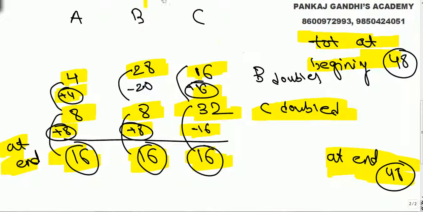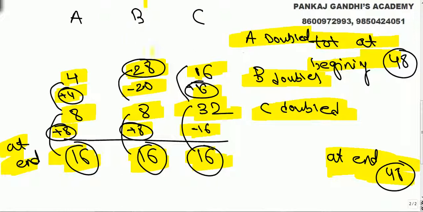This is before B doubled. So before this B doubled, it is 8, so before that it was 4. It is 32, so before that 16. B gave 16 to him, 4 to him. After giving 20, he is left out with 8. Before that 28. Now before this A doubled.